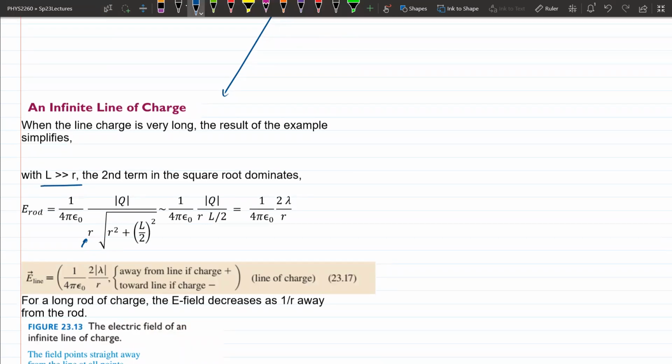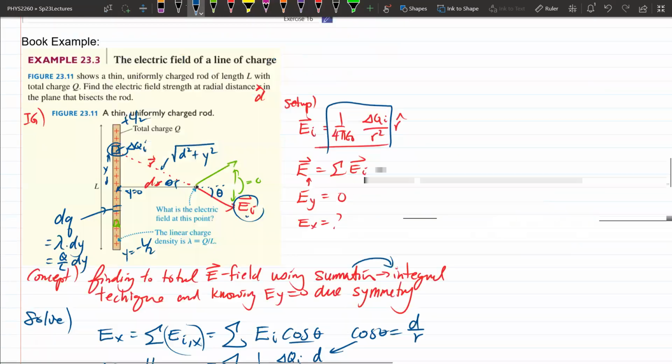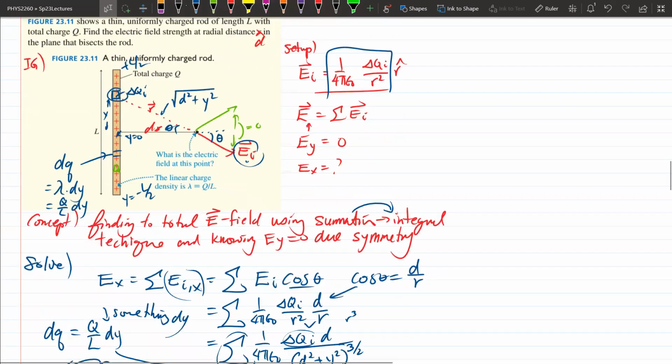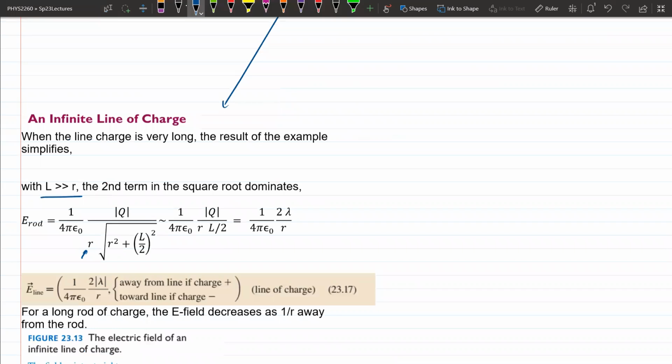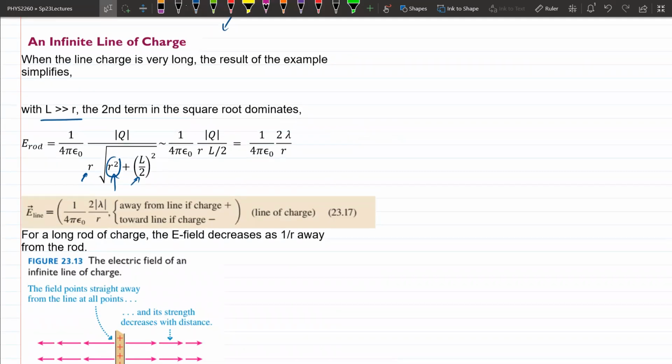So in the case that L is much bigger than R, meaning, let's go back up to the picture, the length of this rod is very long compared to the distance at which you are trying to calculate the electric field. So you're either very close to the rod or the rod is just very long. In either case, if L is much bigger than R, this term is much smaller than the second term. If this number is big, this number is small, and this term is the one that dominates. That's the one that matters.